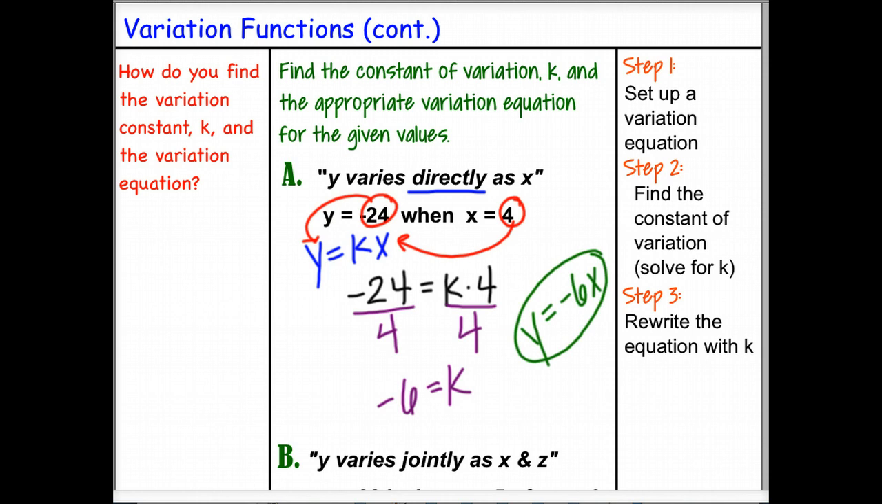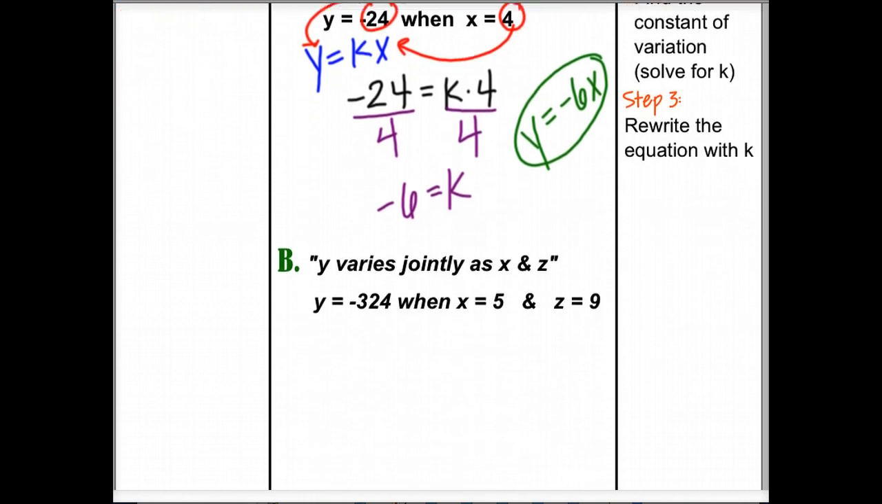When you get into pre-calc and math studies, you'll need to be able to graph those, which isn't that difficult, but for the purposes of our class, we are not graphing. Moving on to example B.